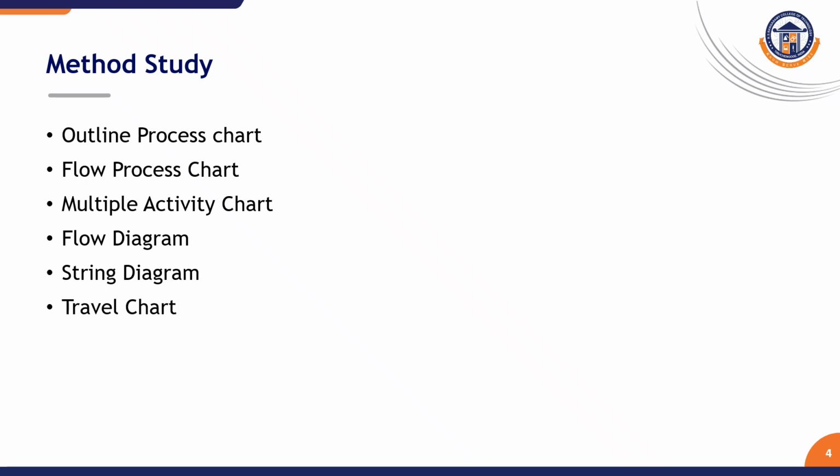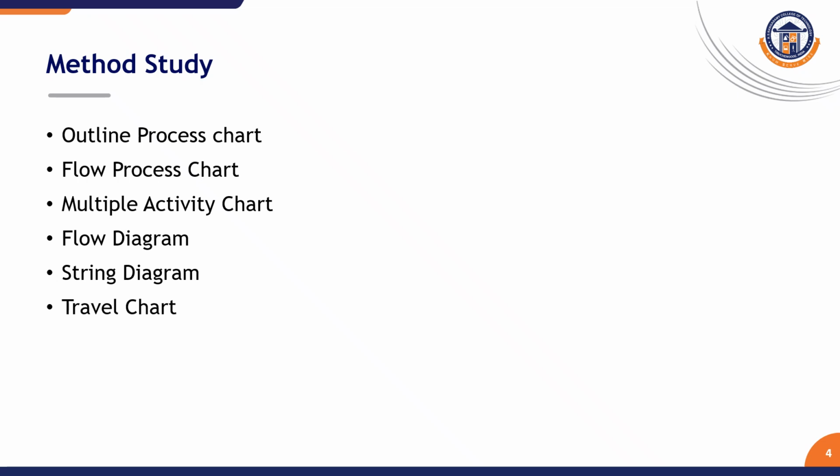Then how do we do it? We have different types of charts and diagrams, which are accepted by industry experts for method study. One is the outline process chart, the second is the flow process chart, the third is the multiple activity chart, the fourth is the flow diagram, the fifth is the string diagram, and the sixth is the travel chart.